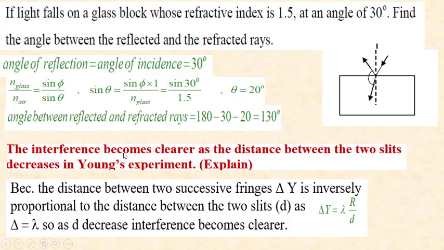Question number 2. The interference becomes clearer as the distance between the two slits decreases in Young's experiment. Explain. The interference becomes clearer if the distance between the two slits decreases, because the distance between two successive bright rings, delta y, is inversely proportional to the distance between the two slits. So if the distance between the slits increases, delta y decreases. As delta y decreases, the interference becomes clearer.